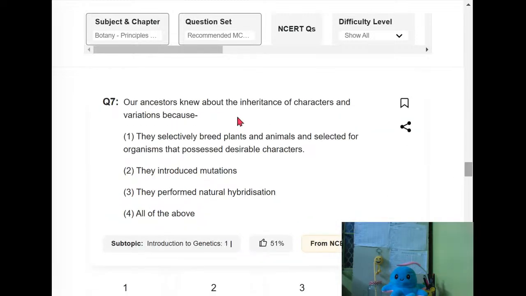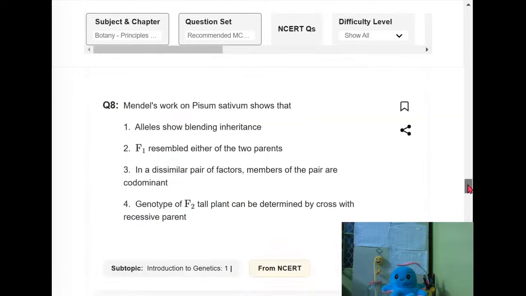Our ancestors knew about the inheritance of characters and variation because they selectively bred plants and animals and selected for organisms that possess desirable characters. They induced mutation. They performed natural hybridization. All of these. First one is the right answer.